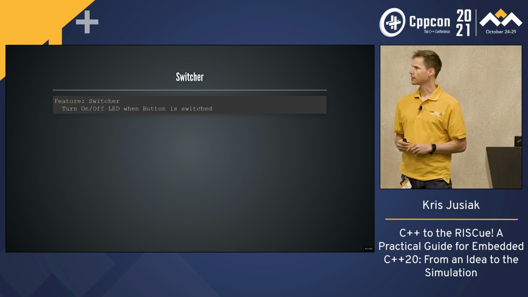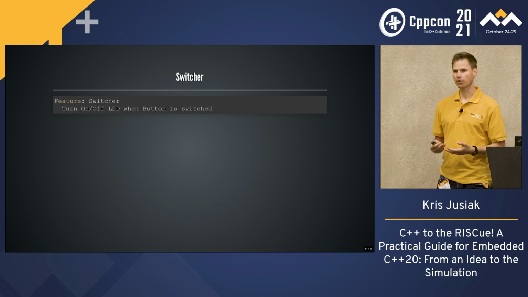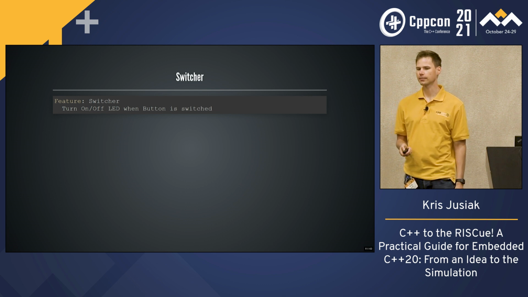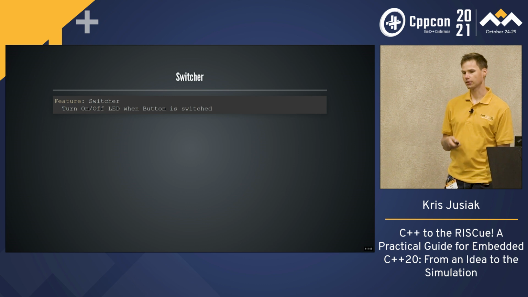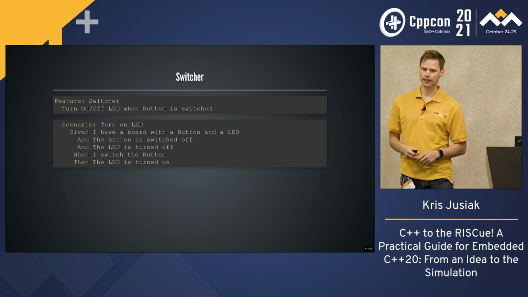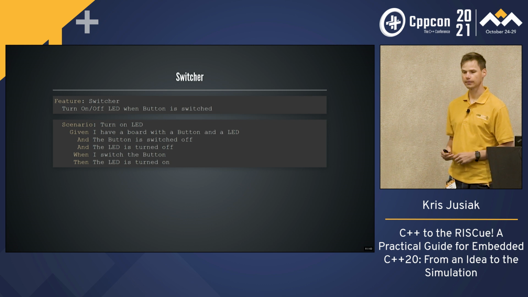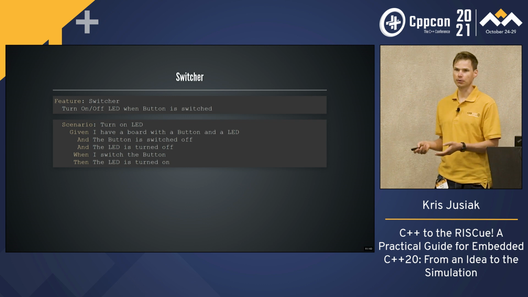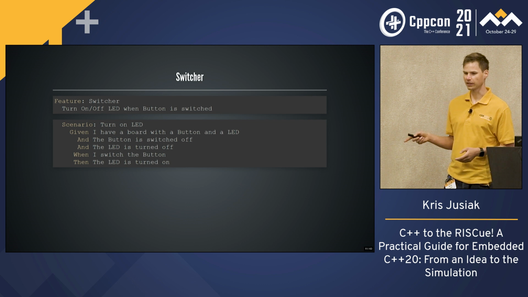We'll try to implement this switcher and describe the requirements using the Gherkin style, which is the BDD way of setting the requirements, acceptance criteria. So our project is to turn on and off an LED when a button is switched. The first scenario we will try to cover is turning on the LED. You can imagine that I have a board with a button and LED. That's something which we will provide with Tinkercad, and that's something which we can buy in the future. So that will be the expensive part.